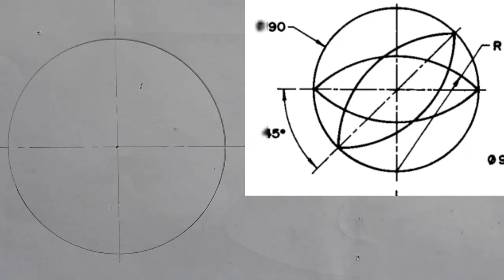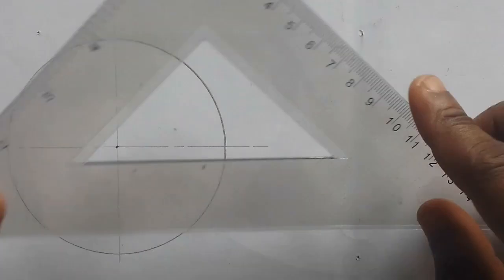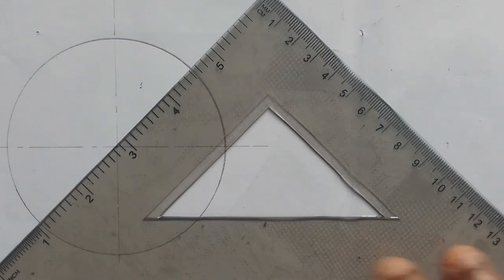Now my next task here is to what? As you can see in the figure, after my vertical line and center line are created, there's an angle. You can see that angle of 45 degrees. So just take your 45 degree set square. I think you know this very well.